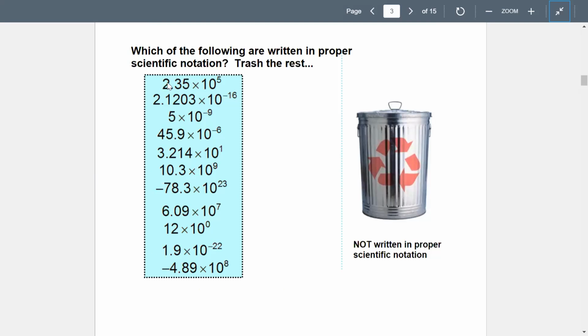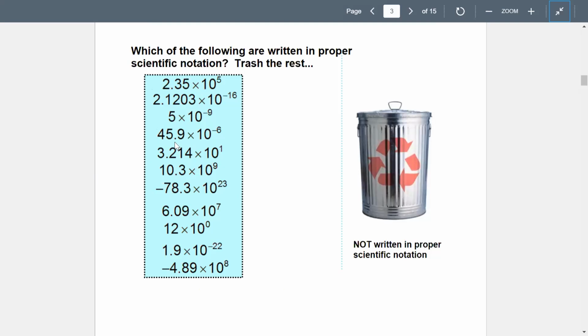So here we have 2.35 times 10 to the 5th. This looks like it's in correct notation. We've got a number between 1 and 10. Here we've got 2.1203. This number is between 1 and 10. 5, a little bit more simple, but it still follows the rules of between 1 and 10. Now let's look at this next one.